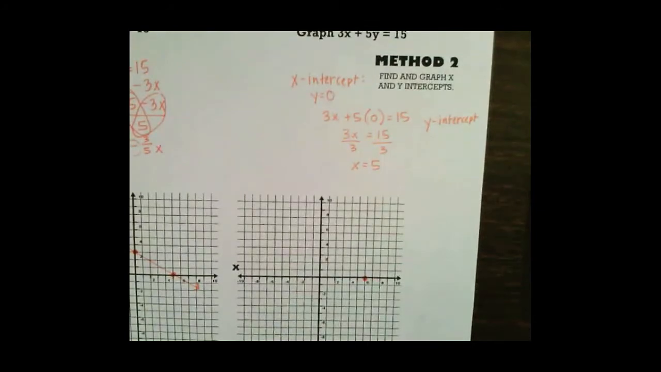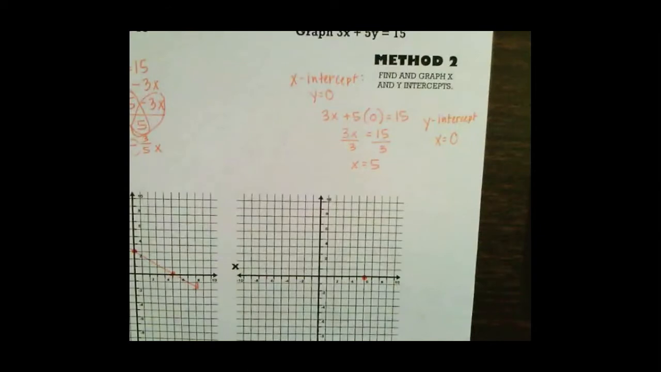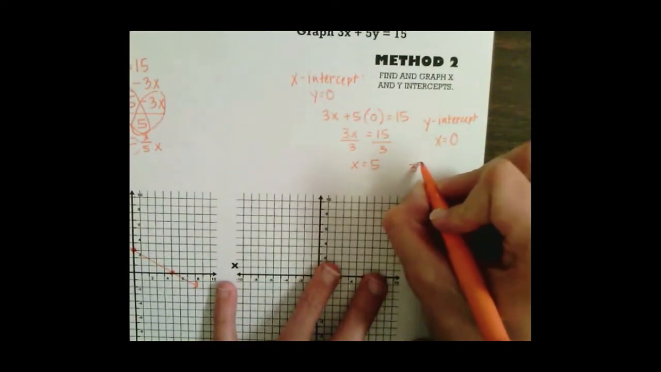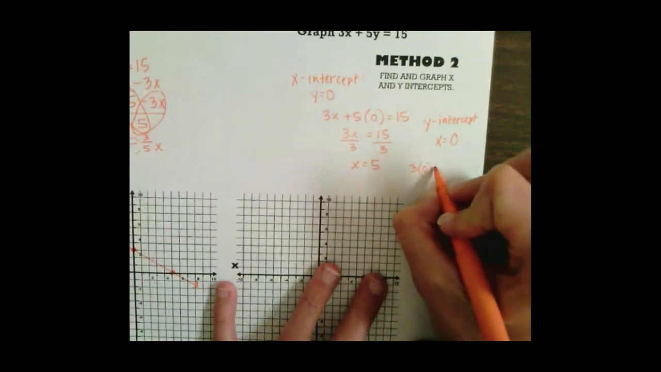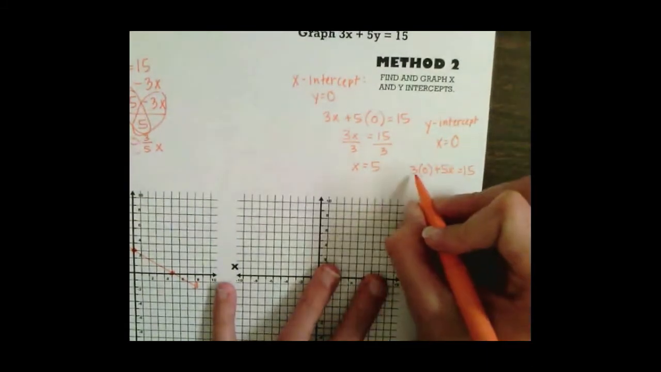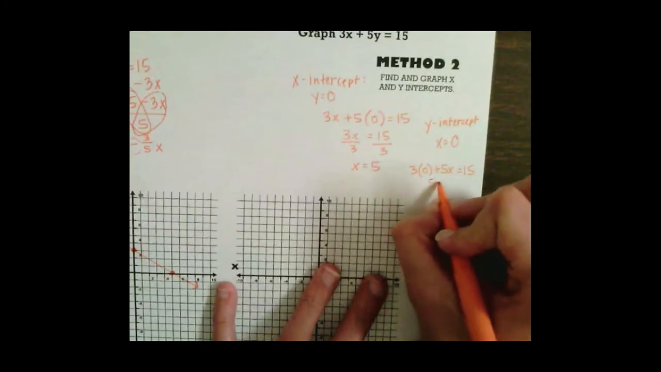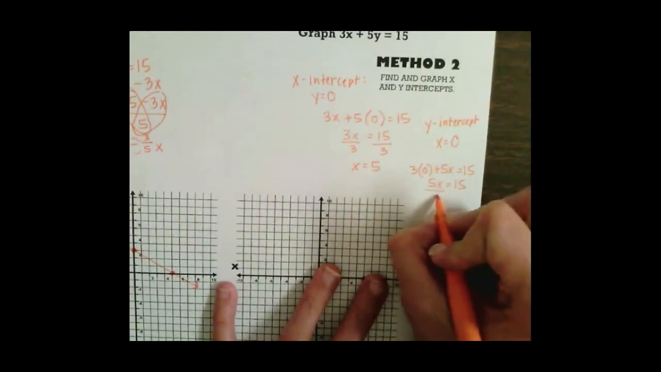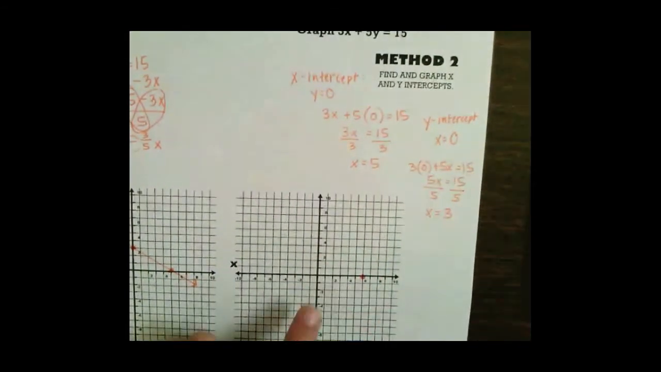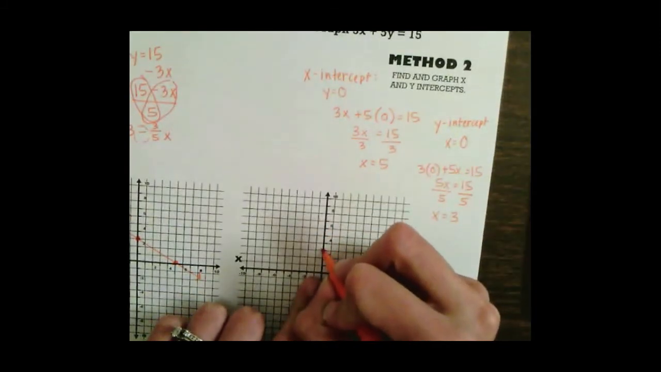When you're doing the y-intercept, your x value will equal 0. So you will plug in a 0 for x. So you'll take the standard form equation and you'll say 3 times 0 plus 5y equals 15. Then you'll just solve. So 3 times 0 is 0. You'll have 5y equals 15. Divide by 5 on each side, and y equals 3. So then you have your y-intercept, which is at 3.